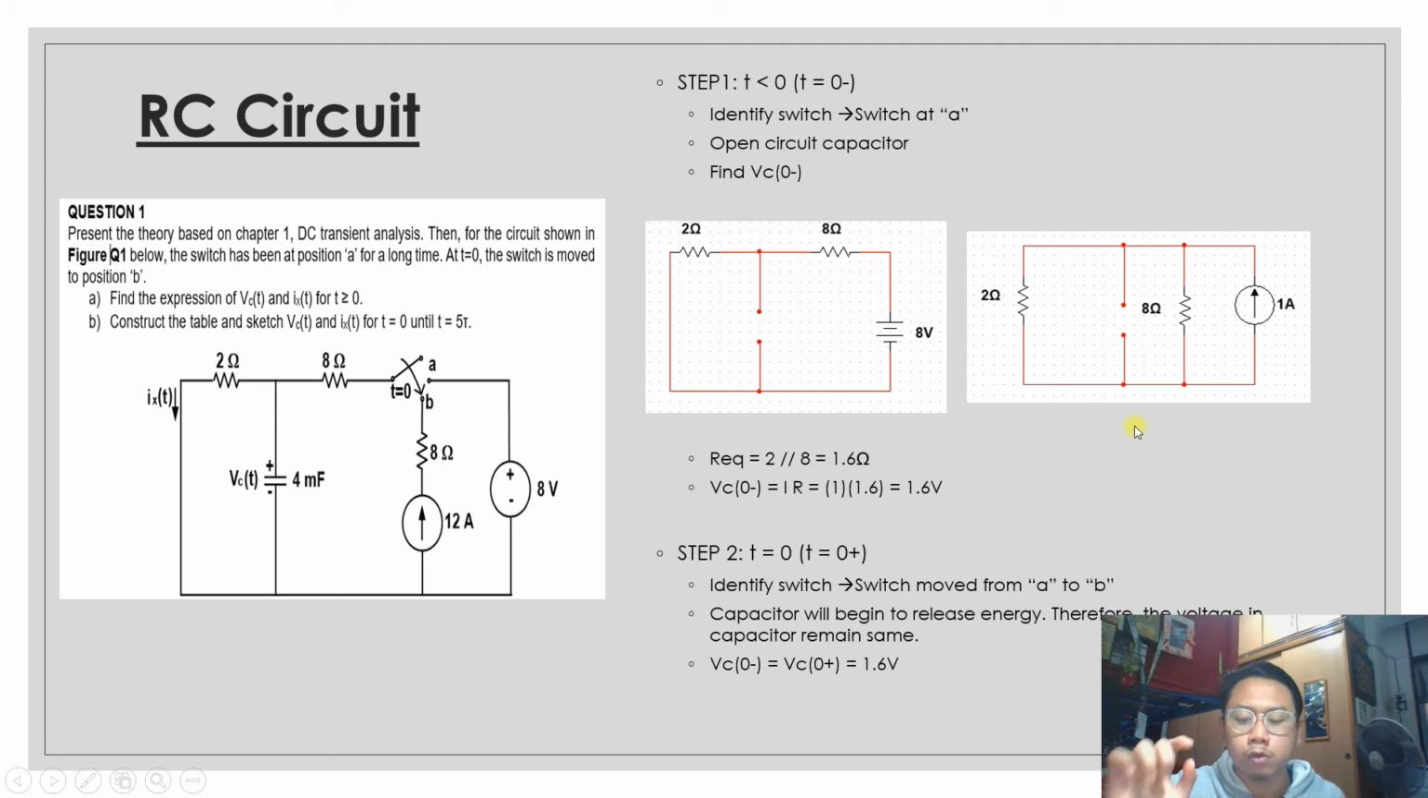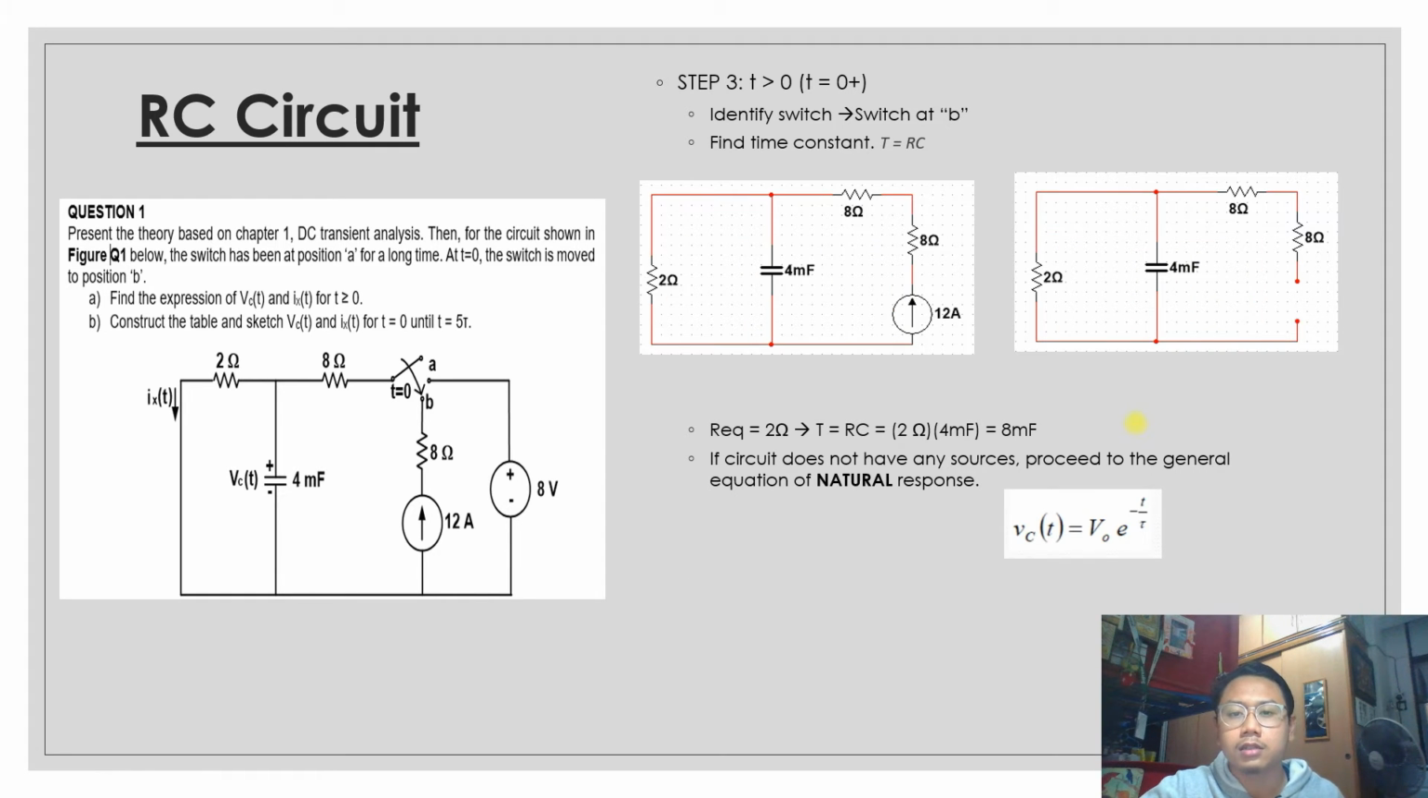So next, let's go to the next step, step number 3. Step number 3, t is more than 0, which is t equals 0 positive. First thing, identify the switch. At this step, the switch starts to move to B, switch at position B. After we identify the switch, we need to find the time constant, which is tau equals RC.